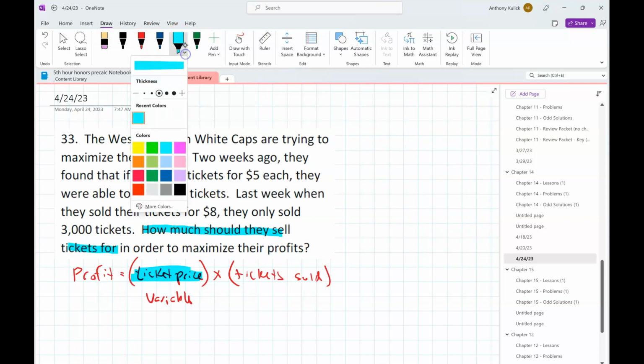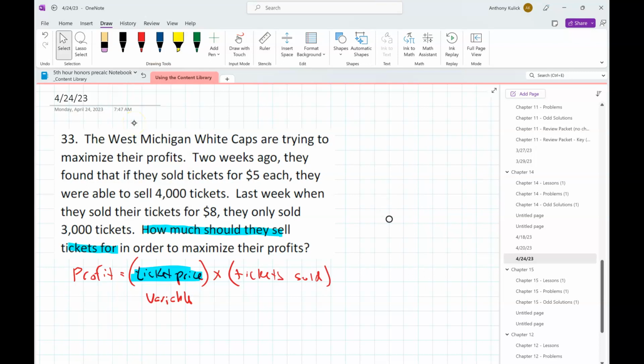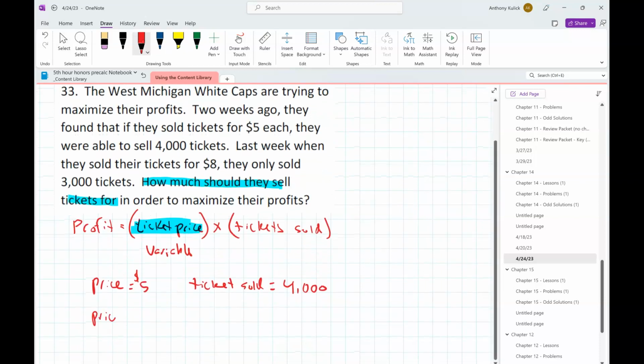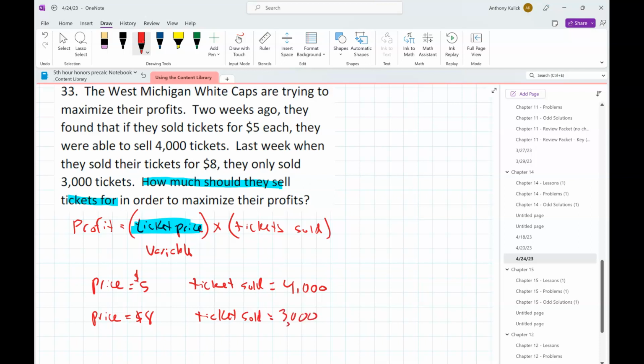To do that, I'm going to use the information they've given me, that when the price is equal to $5, tickets sold is equal to 4,000. And when the price is $8, tickets sold is 3,000. So what I'm interested in is how that rate of ticket price change impacts the number of tickets sold.